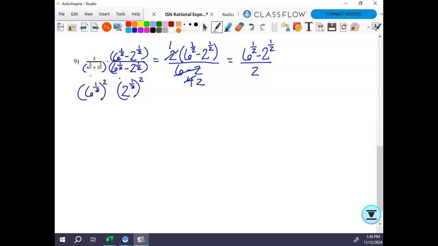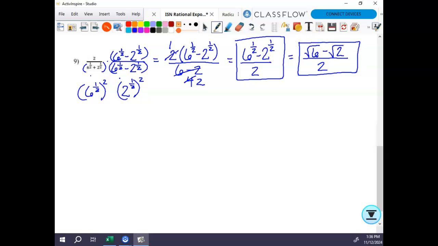Now, if I could get 6 and 2 to have the same base, I would need to do that to combine those, but I can't. Like, if it was 8 and 2, that'd be different because I could get them to both have a base of 2, but I can't get those bases to be the same. So this is my answer. And then in radical form, it is the square root of 6 minus the square root of 2 over 2. Those are my 2 different forms there. Okay. What questions do you have? All right.